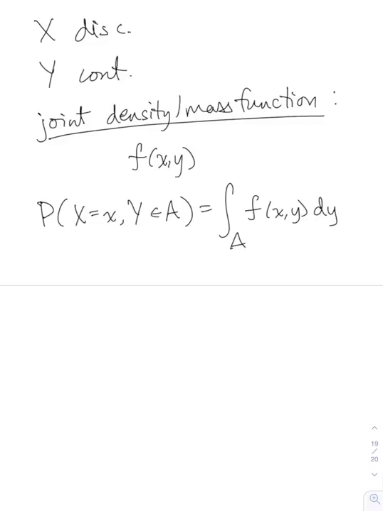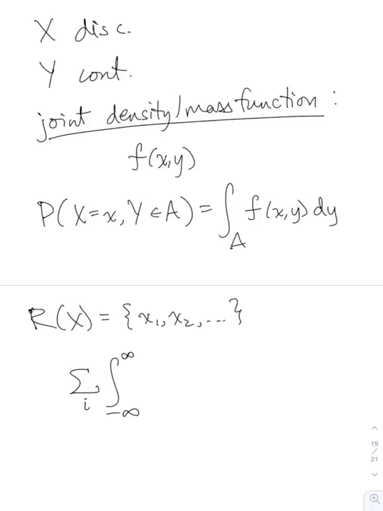Now, if x is discrete, then it's got a range. So the range of x is, well, every random variable has a range, but it's got a countable range. Let's say the range is x1, x2, and so on. Then one of the properties of a joint density mass function is that if you do the sum over all the i's and integrate from negative infinity to infinity, f of x_i, y dy, then you get 1.